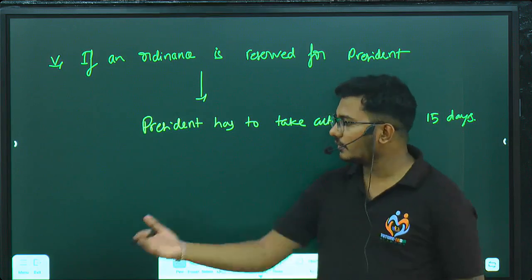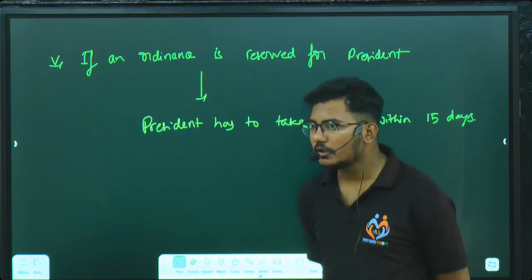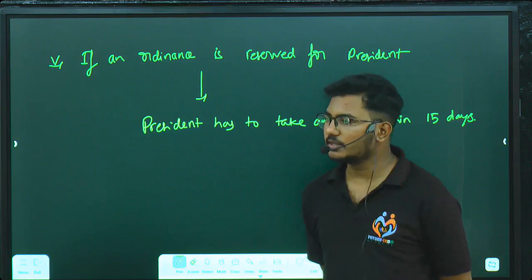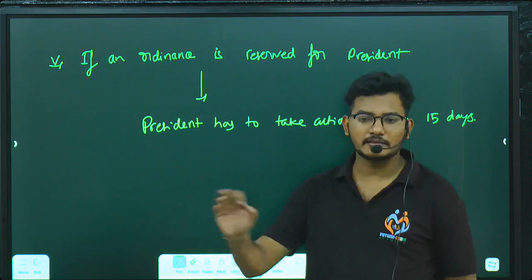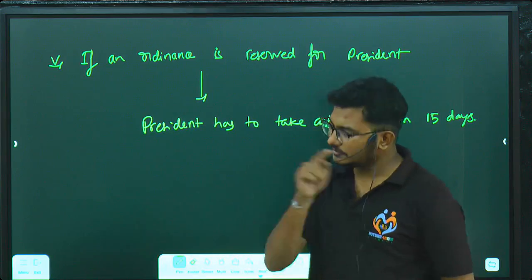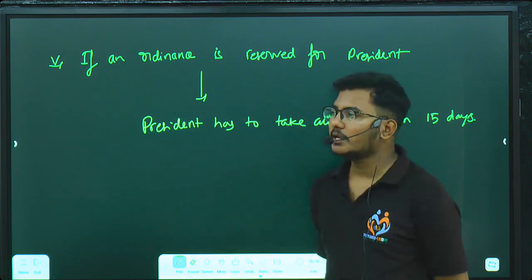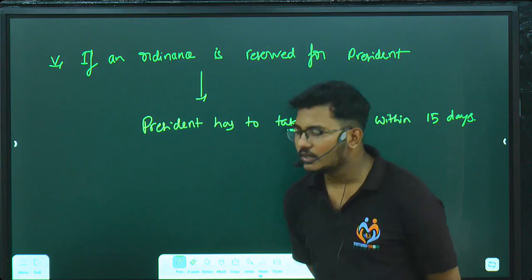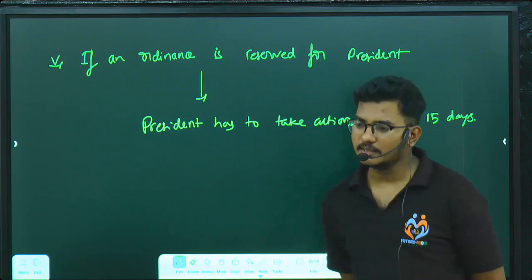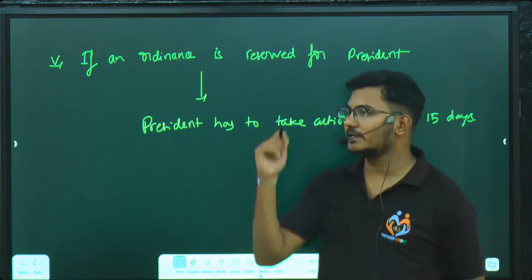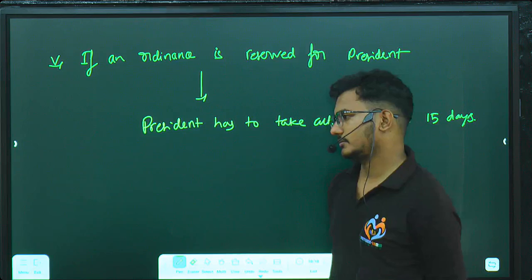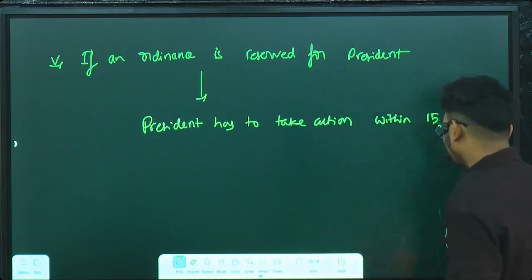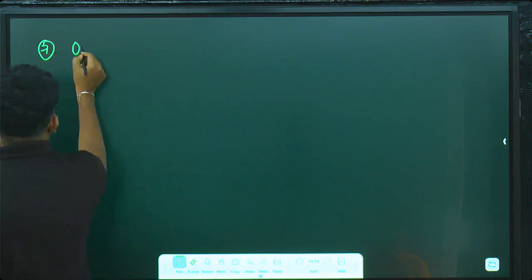If he is withholding the bill, then he has to come up with the reasons. If he has sent the bill back for reconsideration, and the state legislature sent back the bill again, now he has to take the action within 2 months. If it is the case of an ordinance, then he has to take the action within 15 days. Along with this, they have given some recommendations for ordinance as well.